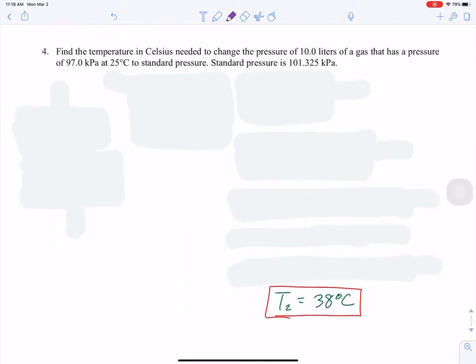On number 4, right, find the temperature in Celsius. So there's going to have to be a unit conversion at the end, needed to change the pressure of 10 liters of gas, right? That has a pressure of 97 and 25, and it starts at this standard pressure of 101. So first of all, the 10 liters of gas, that doesn't change, so we can ignore that. We know that the pressure at 97 is at 25, so those two are grouped together. Right, 97 kilopascals at 25 degrees Celsius.